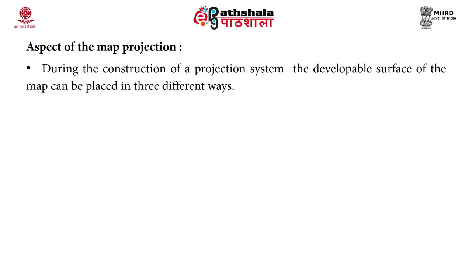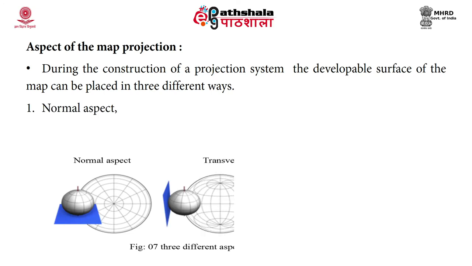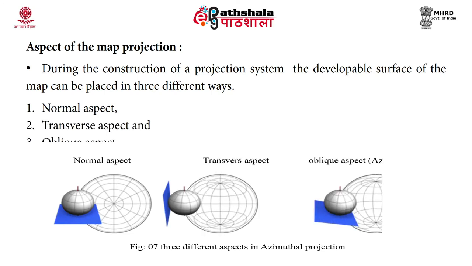Now let us look into the aspect of map projection. During the construction of a projection system, the developable surface of the map can be placed in three different ways, that is, normal aspect, transverse aspect, and oblique aspect. Now if you look at the diagram, it will be clearly depicted how in the azimuthal projection, the normal aspect, the transverse aspect and the oblique aspect can be seen and developed on a flat surface.